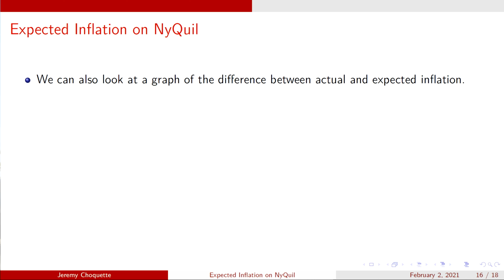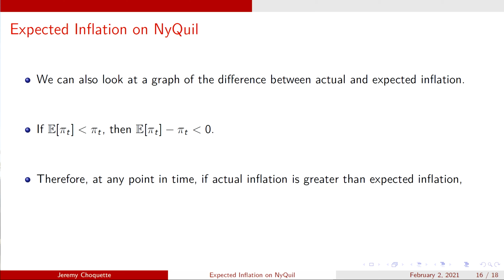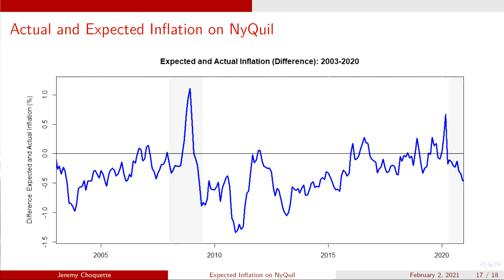We can also look at a graph of the difference between actual and expected inflation. So what I did here, if the expected inflation rate is less than the actual inflation rate, then the expected inflation rate minus the inflation rate should be negative. Therefore, at any point in time, if actual inflation is greater than expected inflation, then expected inflation minus actual inflation will yield a negative result. And boom, what do you know? Save a couple of periods here and there, right?